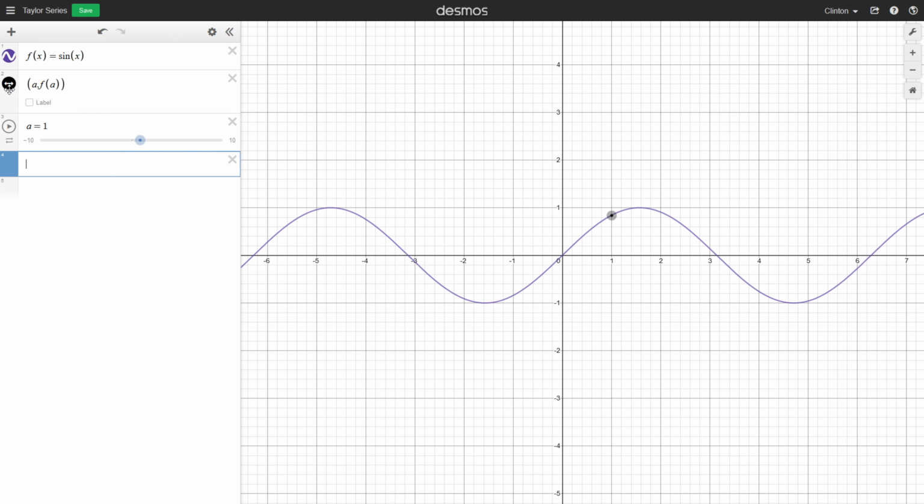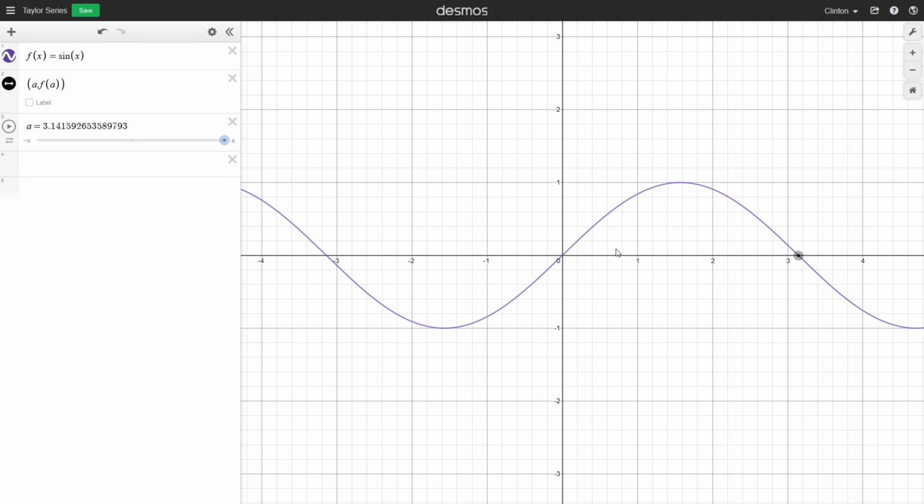And we'll add a slider for a. Okay. So there's our slider here. We can move this around. We don't want this to be crazy. Let's just go from negative pi to pi. Somewhere in that range right there. Okay, so we're free to move this point along the curve anywhere from negative pi to pi. And I guess we can zoom in a little bit more there.